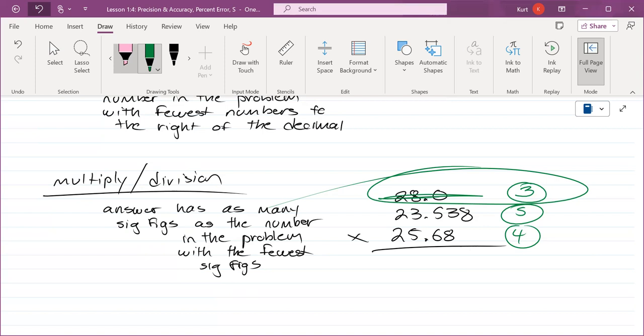Your answer has as many sig figs as the number in the problem with the fewest. This says 3 sig figs, 2 sig figs. That's 2, so your answer is 2 sig figs. If you did this in the calculator, 23.7 times 3.8, you got 90.06. That's 4 sig figs, so we need to get that down to 2. This is going to be 9.0 times 10 to the first.